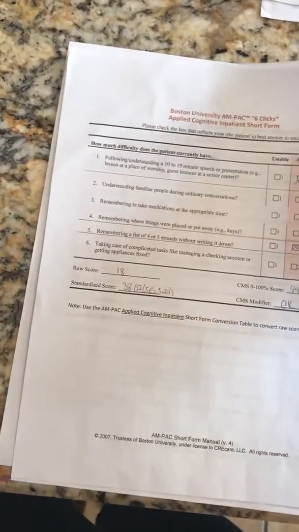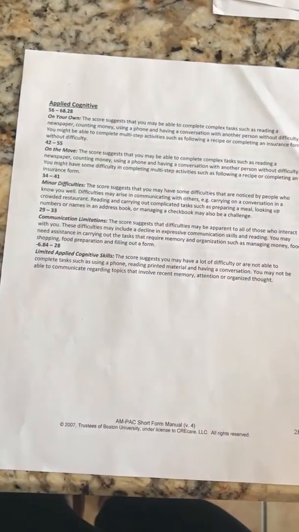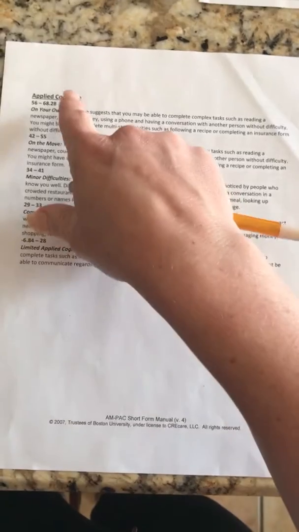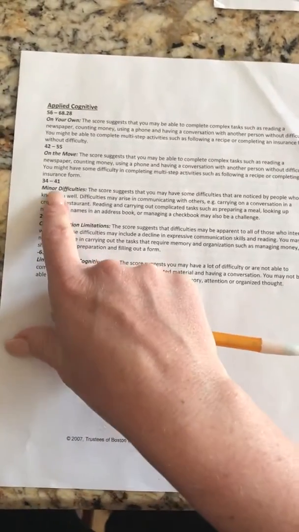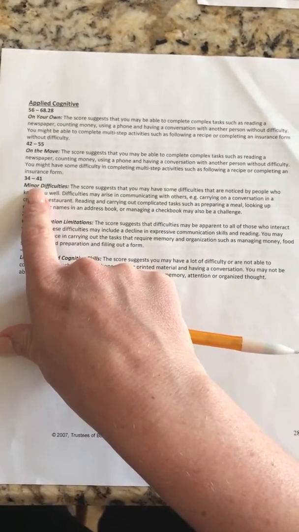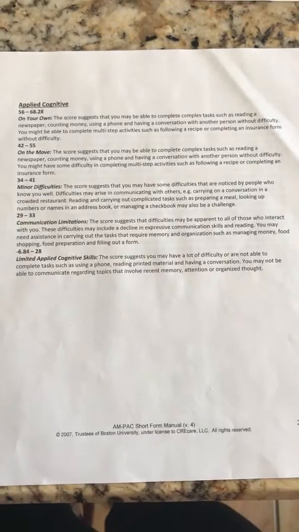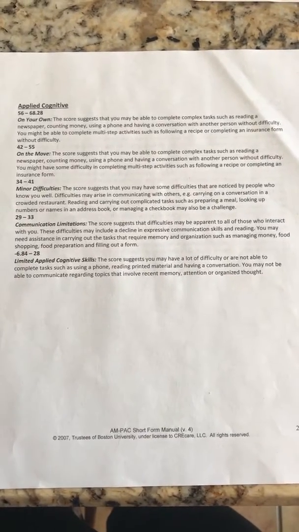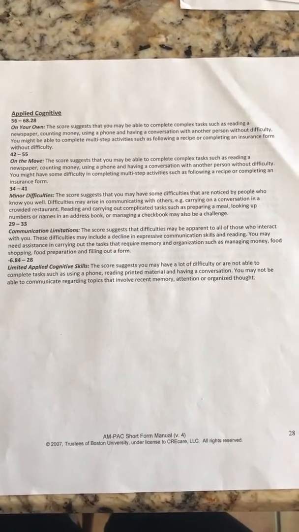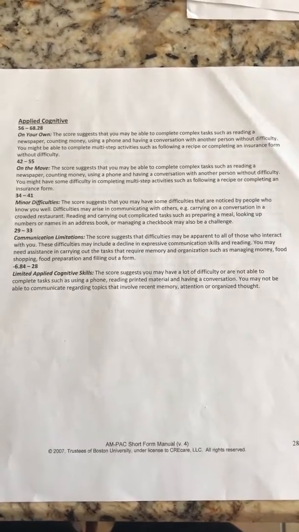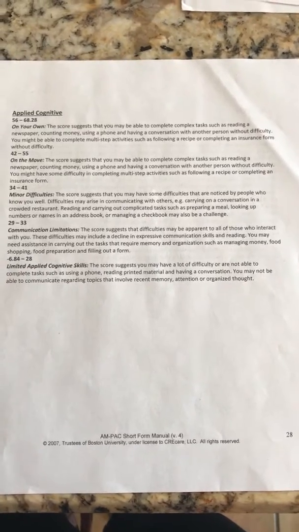Her standardized score is 38.07. You then find the page that has the applied cognitive at the top. You find where she falls in range, and she falls in range between the 34 and 41, which suggests she has minor difficulties. She has difficulties when communicating with others, such as in crowded restaurants, and she wouldn't be able to manage her checkbook.